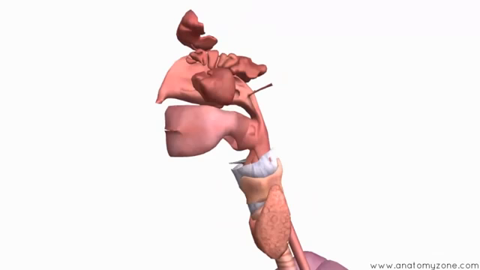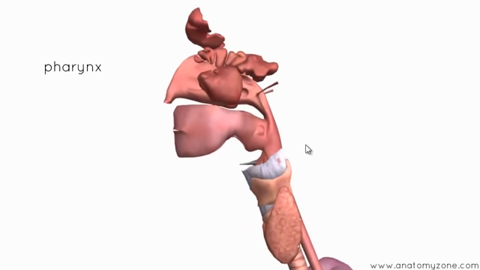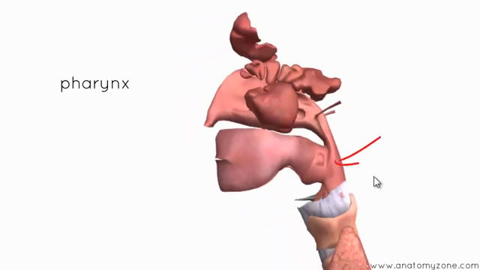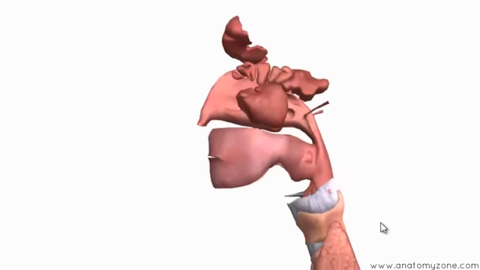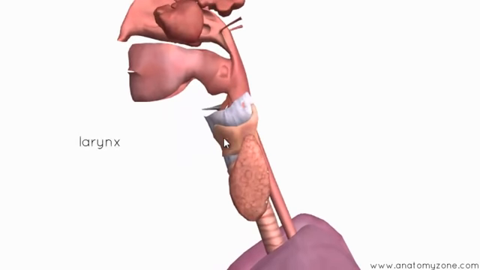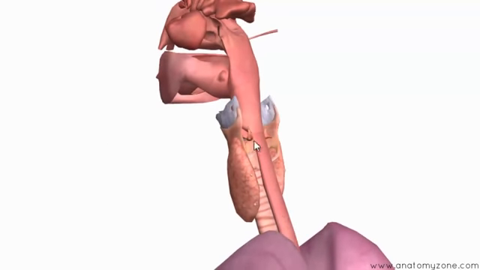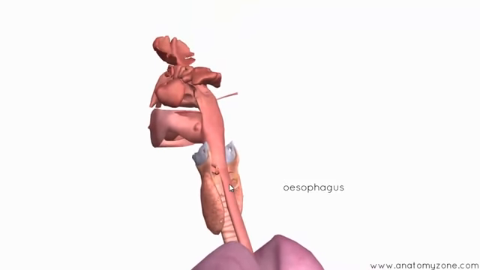After food has entered the mouth, it passes into the pharynx. The pharynx is a muscular tube which joins onto the nasal cavity and the mouth, and connects them to the esophagus and the larynx. The larynx is these structures anteriorly, commonly referred to as the voice box, and behind you've got this tube which runs down into the stomach, and this is the esophagus.